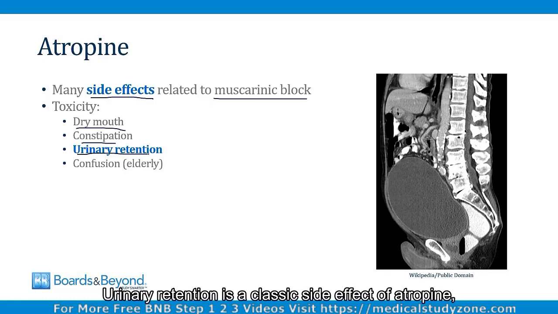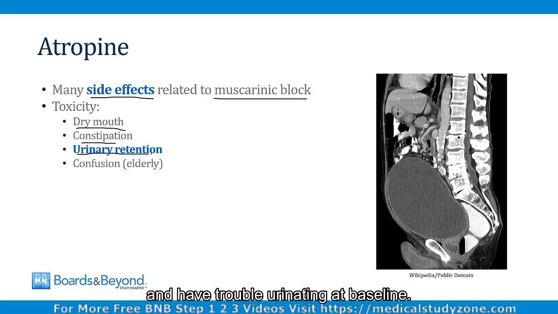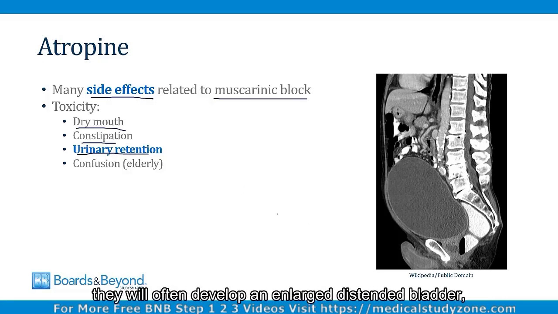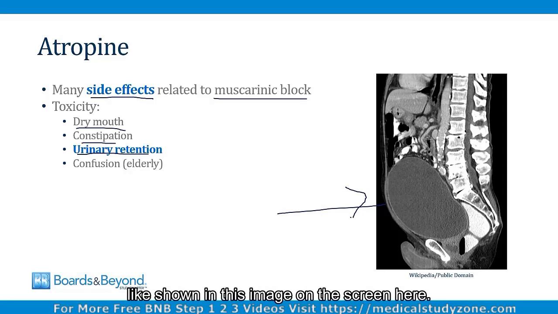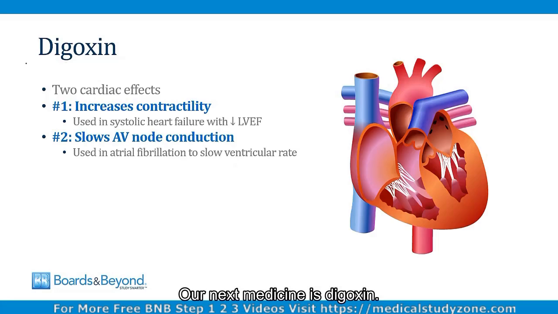Urinary retention is a classic side effect of atropine, especially in older men who may have prostatic hypertrophy and have trouble urinating at baseline. If you give an older man atropine, they will often develop a large distended bladder like shown in this image on the screen here. And then finally, by blocking muscarinic receptors in the brain, this can cause confusion, especially if you give atropine to elderly patients. Our next medicine is digoxin.